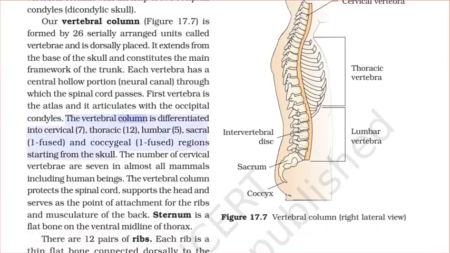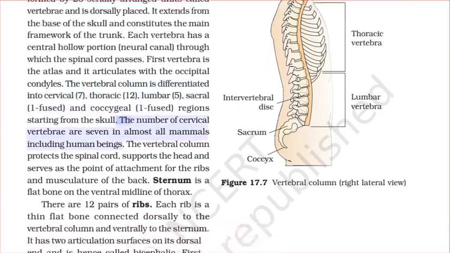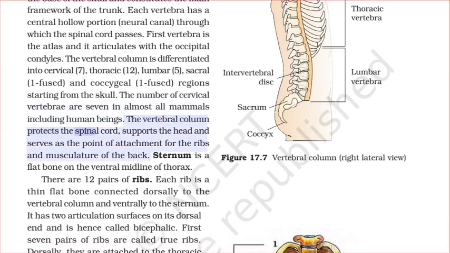The vertebral column is differentiated into cervical, 7, thoracic, 12, lumbar, 5, sacral, 1 fused, and coccygeal, 1 fused region, starting from the skull. The number of cervical vertebrae is 7 in almost all mammals, including human beings. The vertebral column protects the spinal cord, supports the head, and serves as the point of attachment for the ribs and musculature of the back.